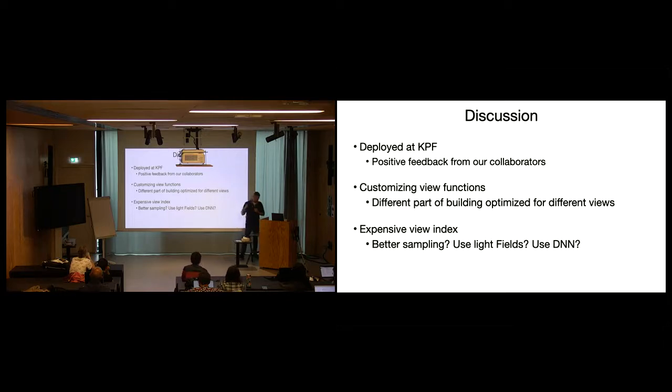There were some things that we wanted to improve, especially the way these view functions are defined, because they are globally defined to be easy to define on the surface of the building. But you could imagine that you want to customize based on the area of the surface you are working on. Also, the view index computation can be expensive. So one of the things I wanted to explore, and have already started some discussions about, is that, inspired by some recent work, we can try to use, for example, deep neural nets to capture this and maybe increase the scale of what we can capture from this view evaluation index.